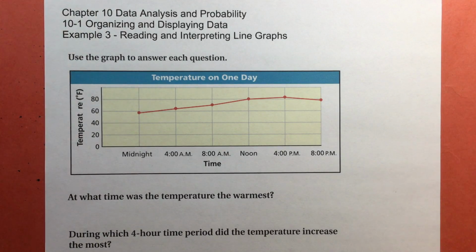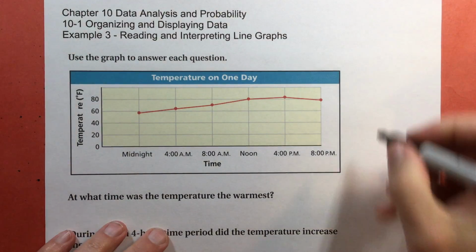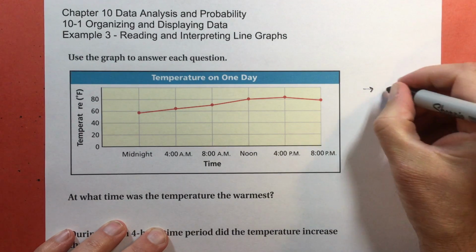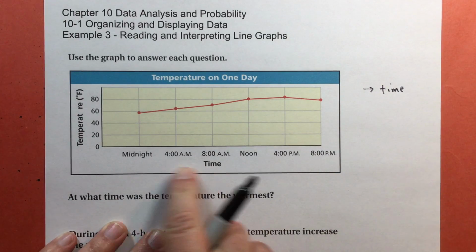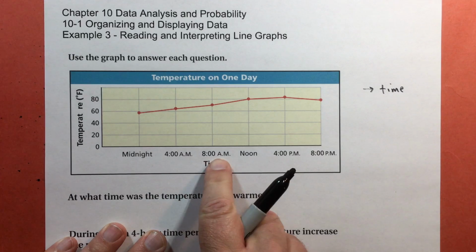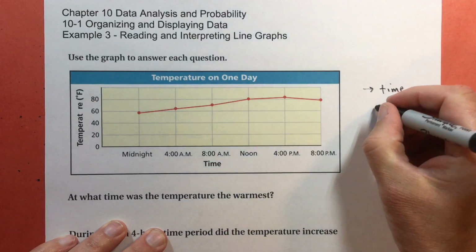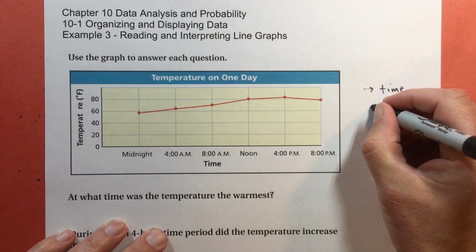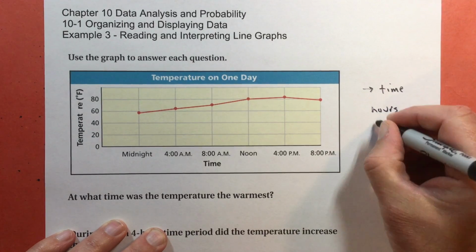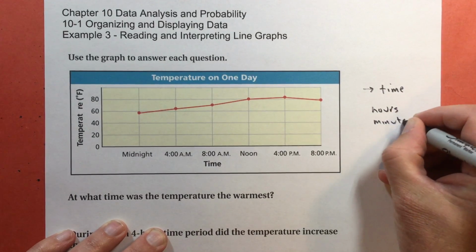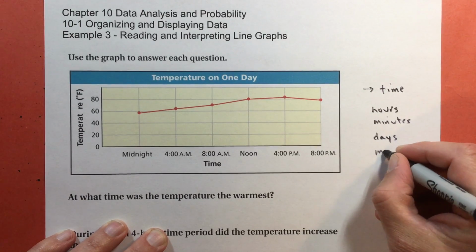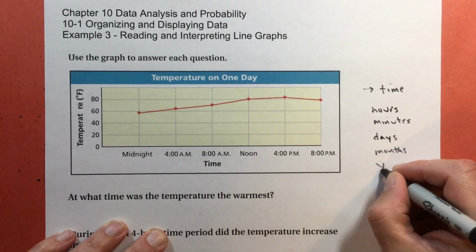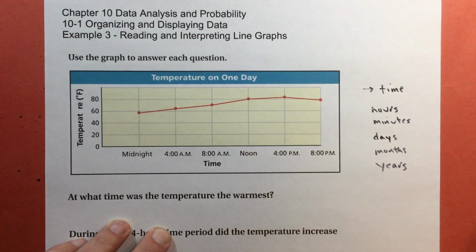Now, here's the important thing about line graphs. Line graphs always use time. In this case, we're doing midnight, 4 a.m., 8 a.m., noon. Sometimes it's hours or minutes. Sometimes it's days or months or even years.